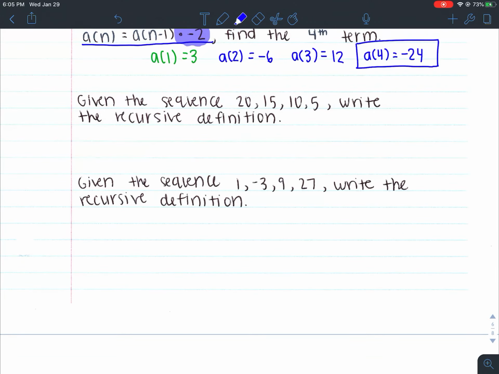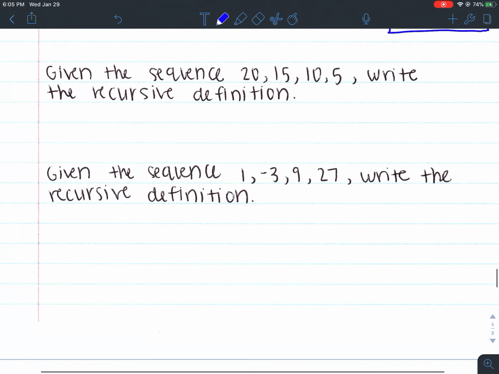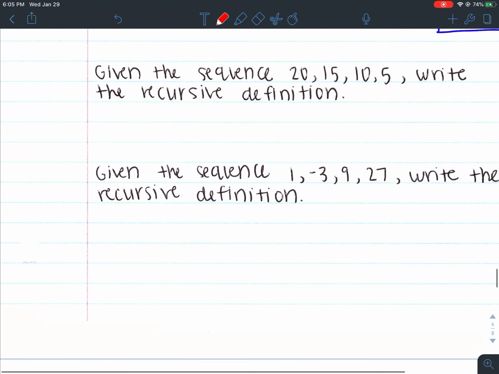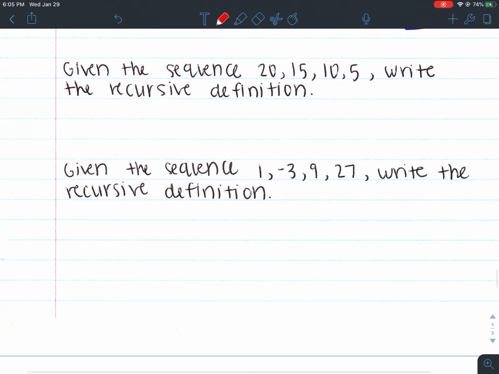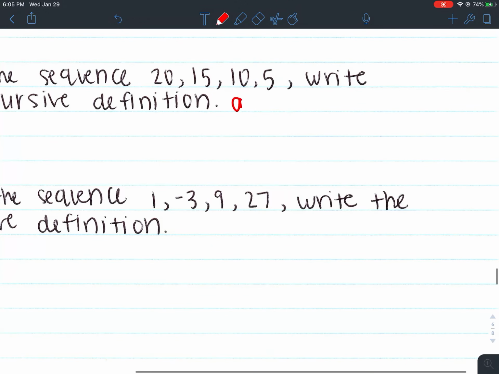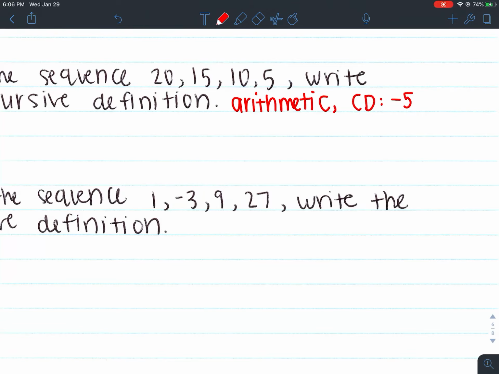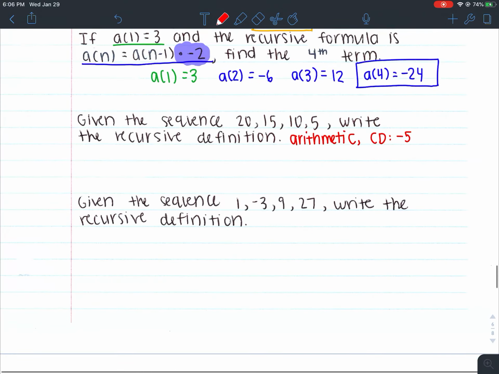All right, in the next two, it's kind of different. So we're given the sequence, and we're asked to write the recursive definition or the recursive rule. Well, if I just look at this sequence, I have 20, 15, 10, and 5. What's happening to my sequence? Well, the numbers are going down by 5. So I know that this is arithmetic, right? Because I'm subtracting. My common difference here is negative 5. I'm subtracting by 5 as I'm going down.